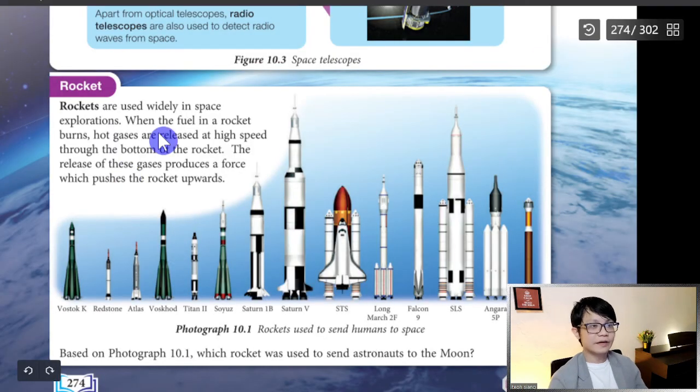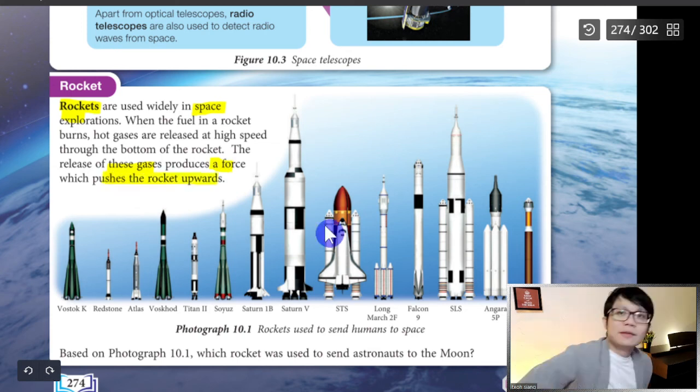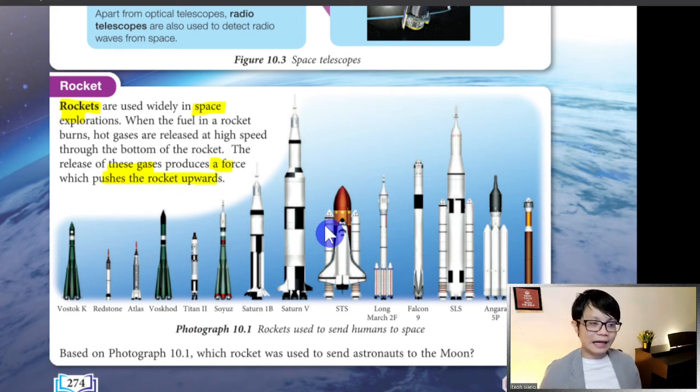So here also we can see there's a rocket. Okay, a rocket is used for space exploration, and it will release gas as a force to push the rocket move upward. The definition of rocket has many meanings, because when people ask about a rocket, it actually has a lot of meanings, right?